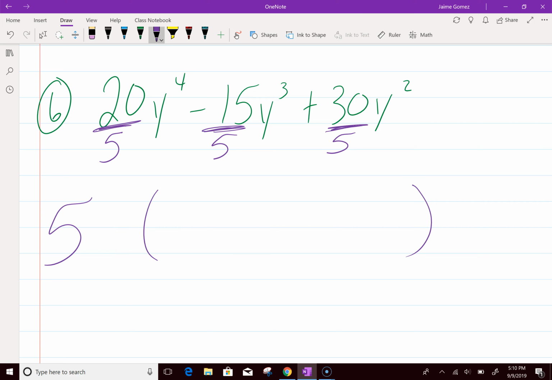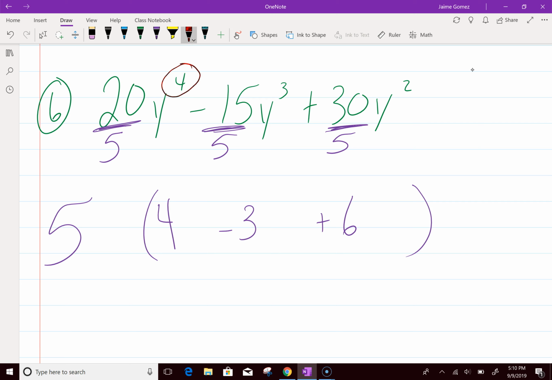I left room here for the letter. 20 divided by 5 is 4. Leave a little bit of room for the letter. Minus sign. 15 divided by 5 is 3. Leave a little bit of room for the letter. Plus sign. 30 divided by 5 is 6. Leave some room for the letter. Okay?